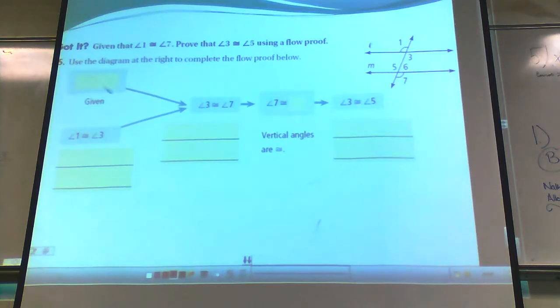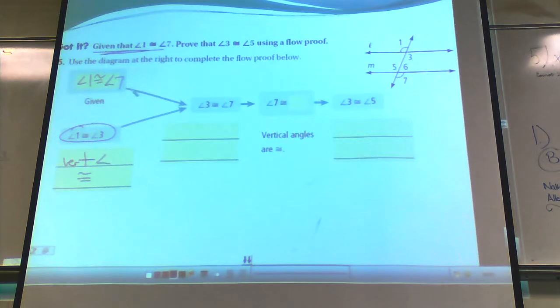All right, so this one here, if I fill in the blank, it says it right there, given 1 and 7. So 1 is congruent to 7. If I look at the picture, they're telling me here 1 and 3 are congruent. Why are 1 and 3 congruent? What kind of angles are they? Vertical. These are vertical angles.